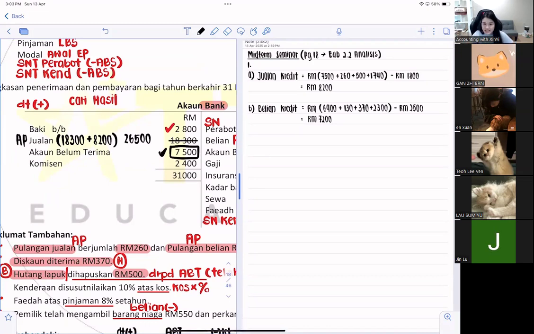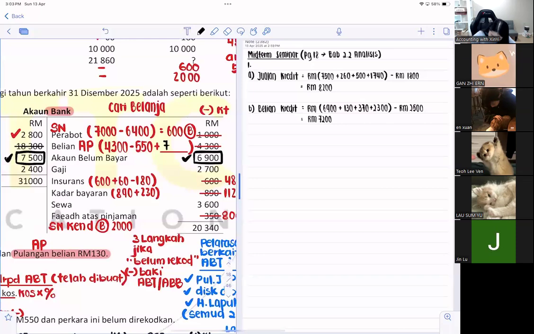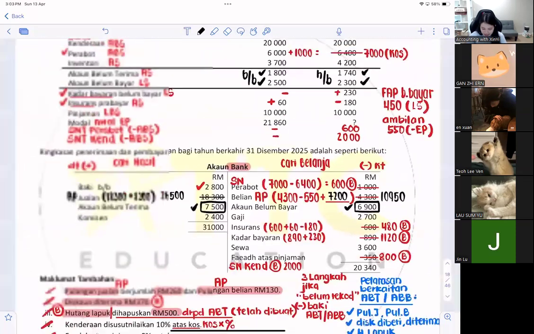And for belian, earlier we did leave a space for it. Belian credit is 7,200. So if I combine it with the rest of it, 4,300 minus 550 plus 7,200, belian is 10,950. Okay, did you all manage to get this?